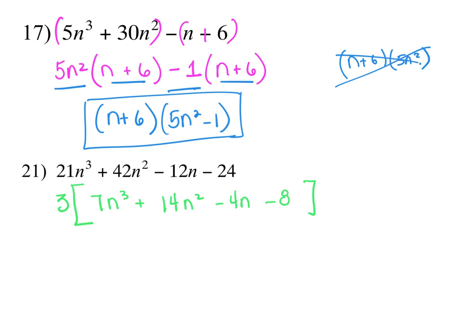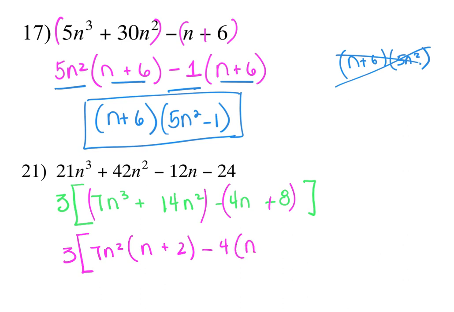So once you take your 3 out, you're ready to go exactly what we did on number 17. We're just going to go factor by grouping. So group these two. Again, I grouped behind a negative, so I'm changing that last sign. Leave the 3 out here, and then do the individual groups between 7 and 14. What can come out? 7 and n squared. I'm left with 1n plus 2. On the next group, I can take 4 out. I'm left with 4 on the outside, n plus 2 on the inside.